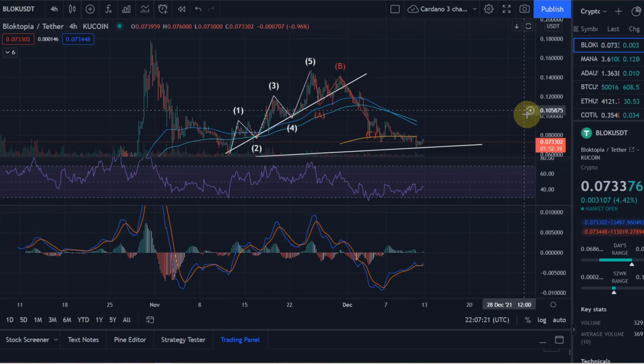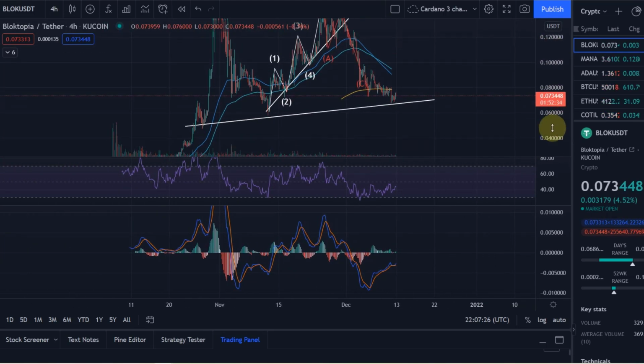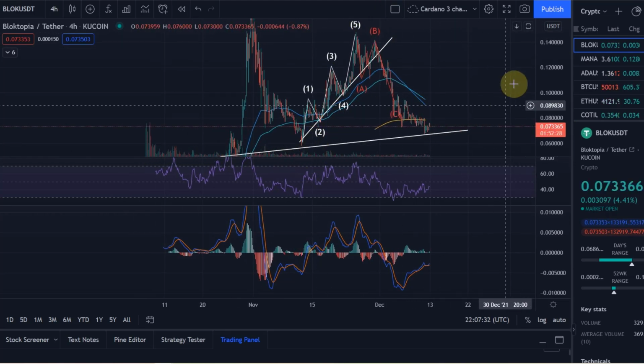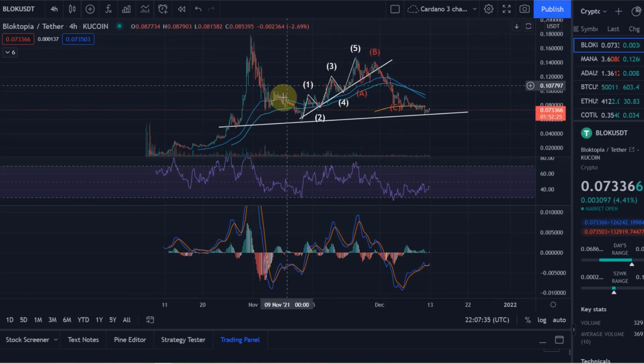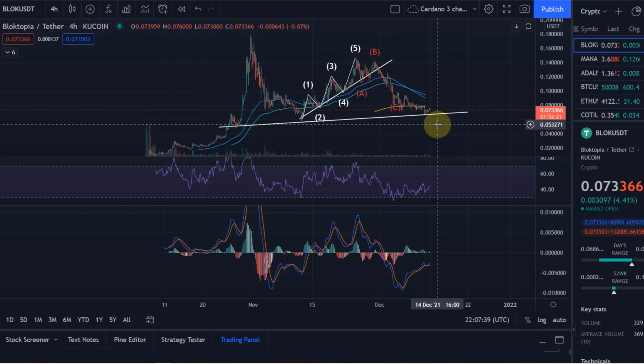So, you know, it's up to you if you want to set a stop loss or whatever. I'm just holding my Bloktopia because we need to be aware, this is still a smaller cap project. So these ups and downs are totally normal. And now that we've bottomed out, I would think we are going to see some temporary move up. That's what I would expect.